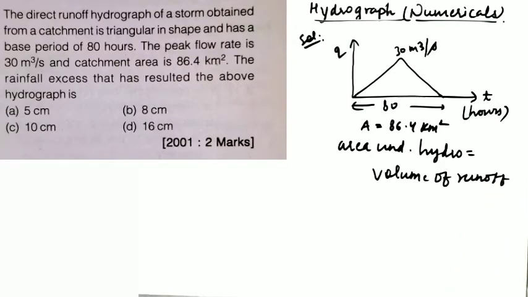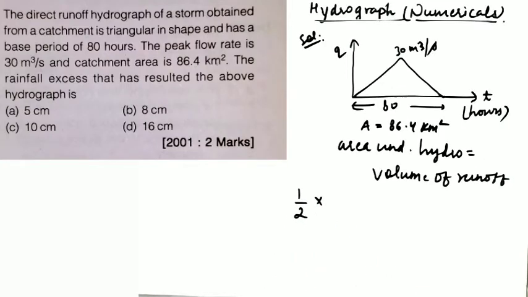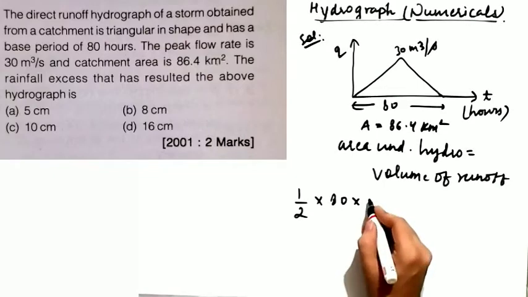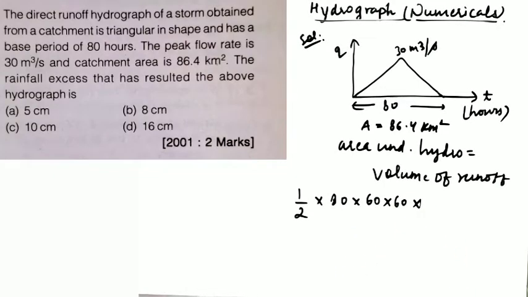Now what is the area under the hydrograph? This is very simple to calculate. The area under the hydrograph is the area of the triangle, half multiplied by 80, but 80 is in hours, so you have to convert it into seconds, and multiplied by the height. The height is 30 meter cube per second. Now what is the volume of runoff? The volume of runoff will be equal to the area of the catchment multiplied by the depth. This will be the volume.